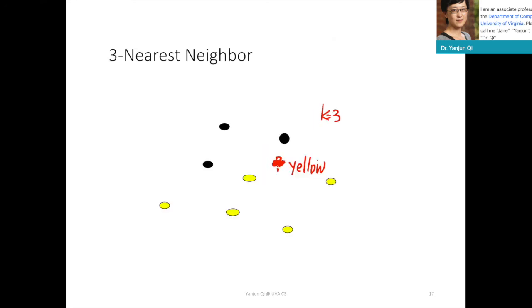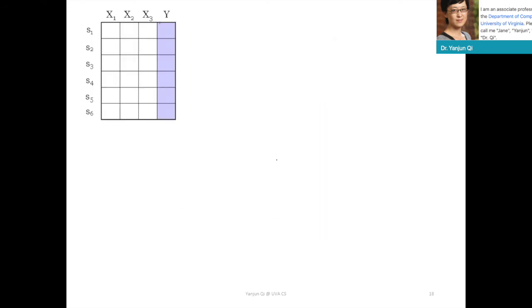Sorry, it's a little bad animation, but okay. So when you have K larger, you're going to predict this point as yellow. So now I want to do a time cost computation. We already talked about this whole procedure, right? So let's see what's the time cost.